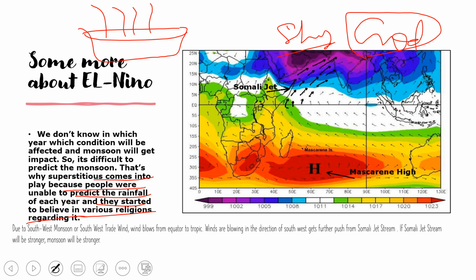So this is the southwest monsoon, or the southwest trade wind. This one is only the southwest trade wind. The wind blows from the equator to the tropics. This is the equator, and it is blowing from the equator to the tropical region, and the winds blow in the southwest direction and get further pushed by the Somali jet stream.